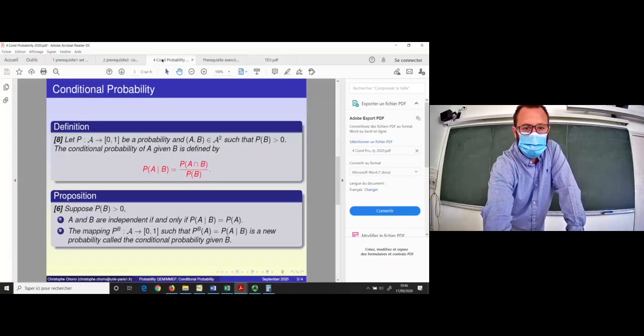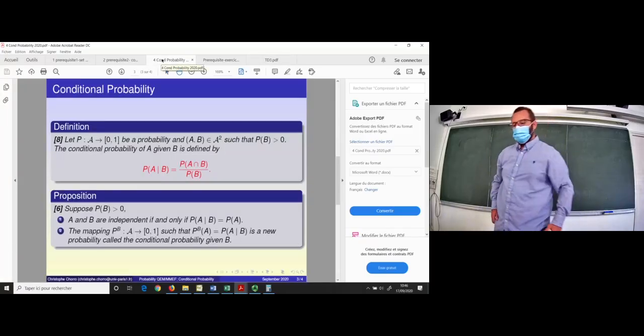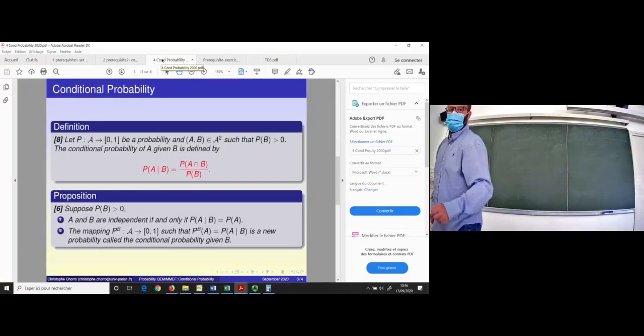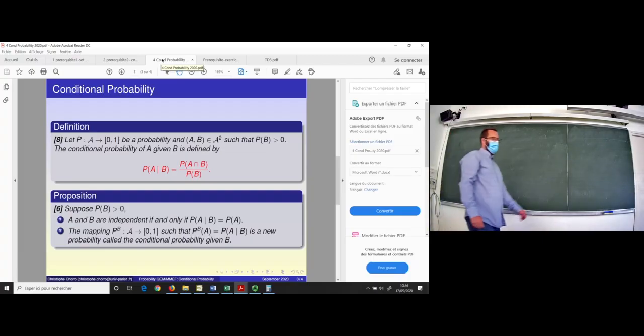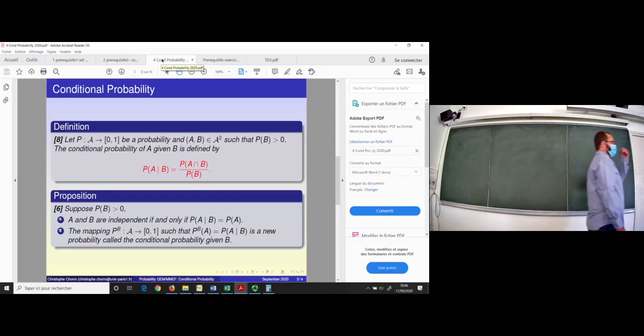So let's come back to the course. For the moment we have seen the definition. And now we are going to see some propositions related to this definition. Proposition 6. So I suppose P of B to be strictly positive in order to be able to define the conditional probability of A given B. And I say the following.